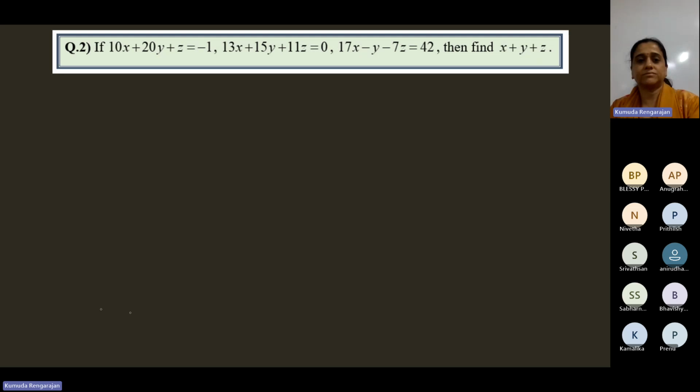This is the next one. We have three equations and three variables, x, y, and z. You need to find the value of x plus y plus z.